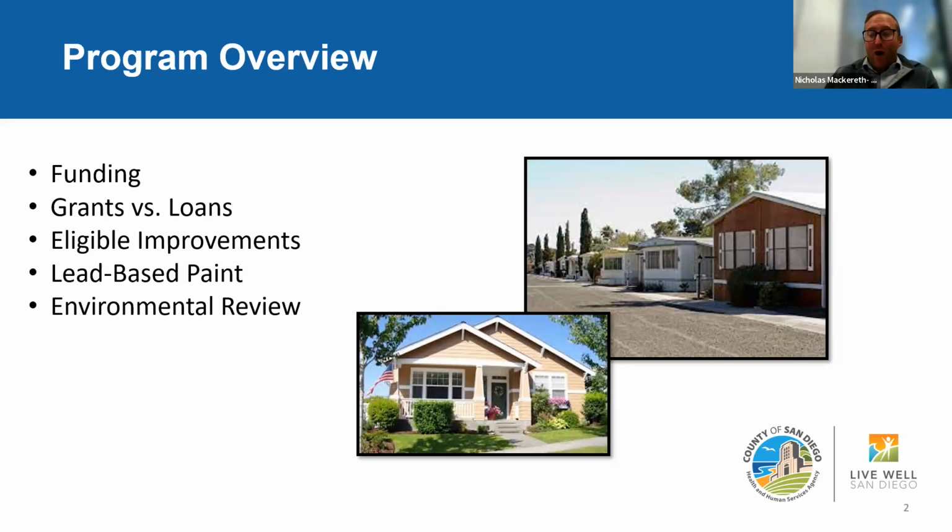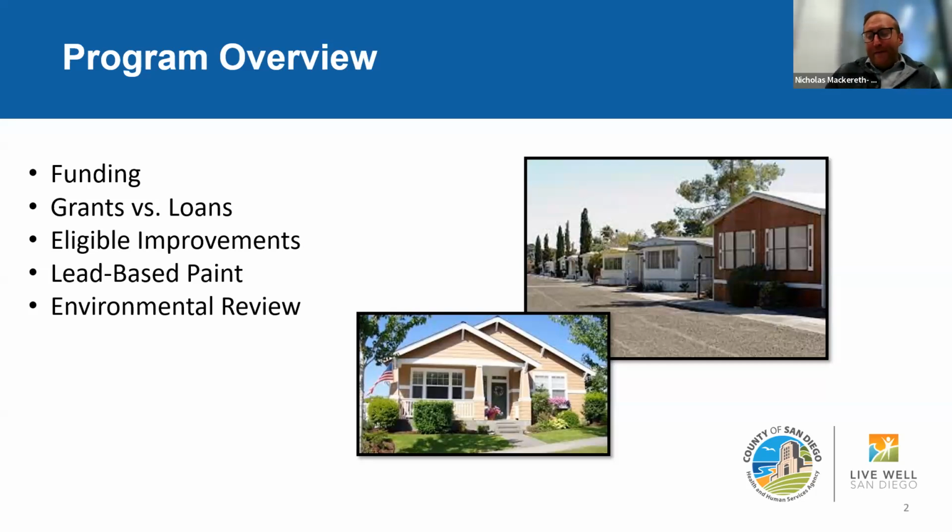Eligible improvements for us include health, safety, and accessibility improvements. These can include anything from repairing soft spots in subflooring in mobile homes to plumbing and electrical issues. We also do water heater, furnace, and AC repair and replacement, and roof repair and replacement. The county's program is, what I have found, at least in San Diego County, one of the few programs that does allow for roof repair and replacement. And it is one of our most popular items that we see most fixed with this program.